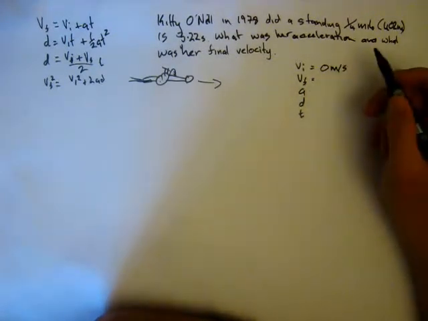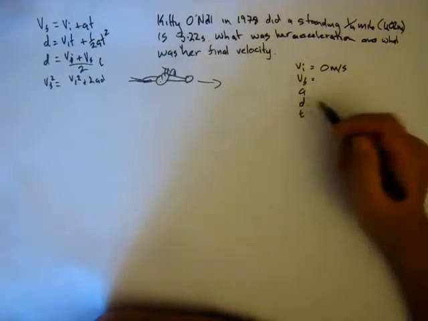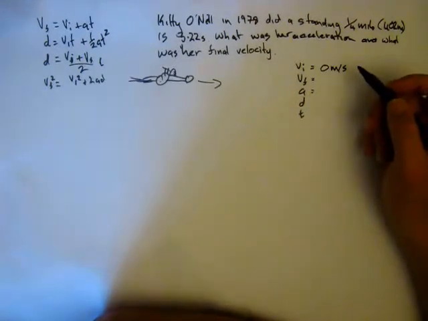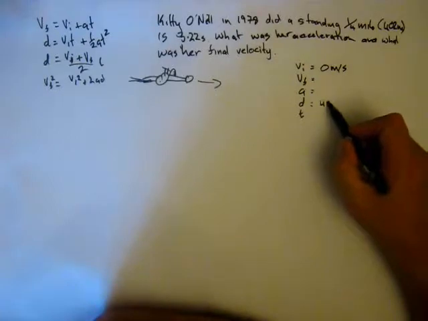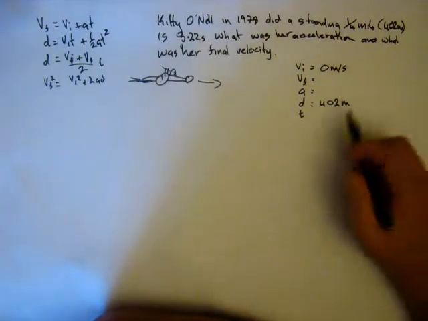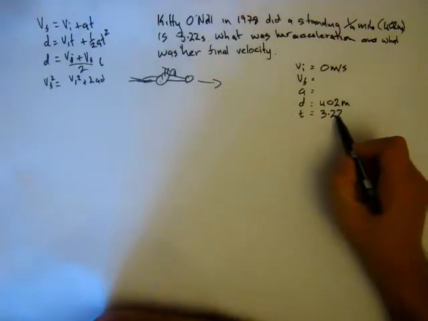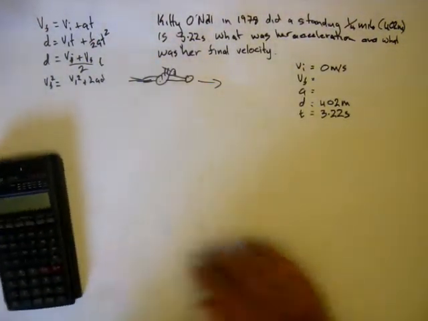Okay, VF is equal to, what's her final velocity? We don't know. What's her acceleration? Don't know. Distance, standing quarter mile, so quarter mile is 402 metres, and her time is 3.22 seconds. Sorry about that, I'm going to need a calculator for this problem.